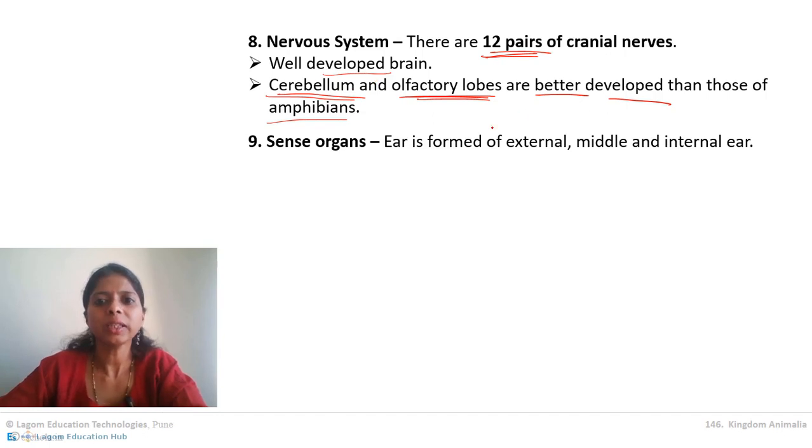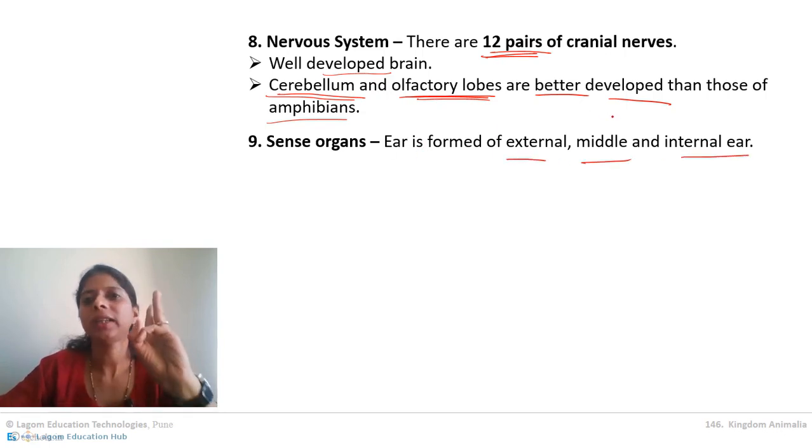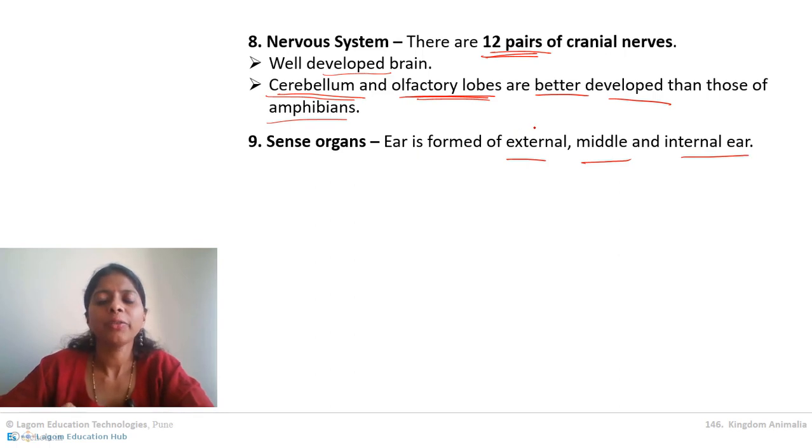Now sense organs. Ears are considered as a sense organ. Only ears are explained in your book. So external, middle and internal ear. All three different ears are present. If you remember, amphibians did not have this external ear. They had only middle and internal ear. So this is the extra characteristic added in the reptiles.